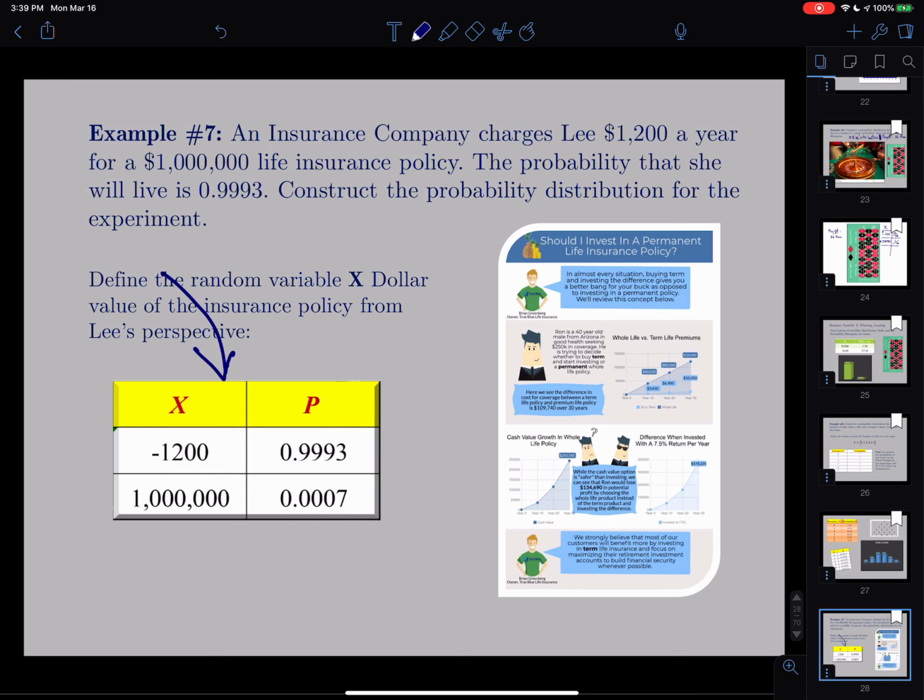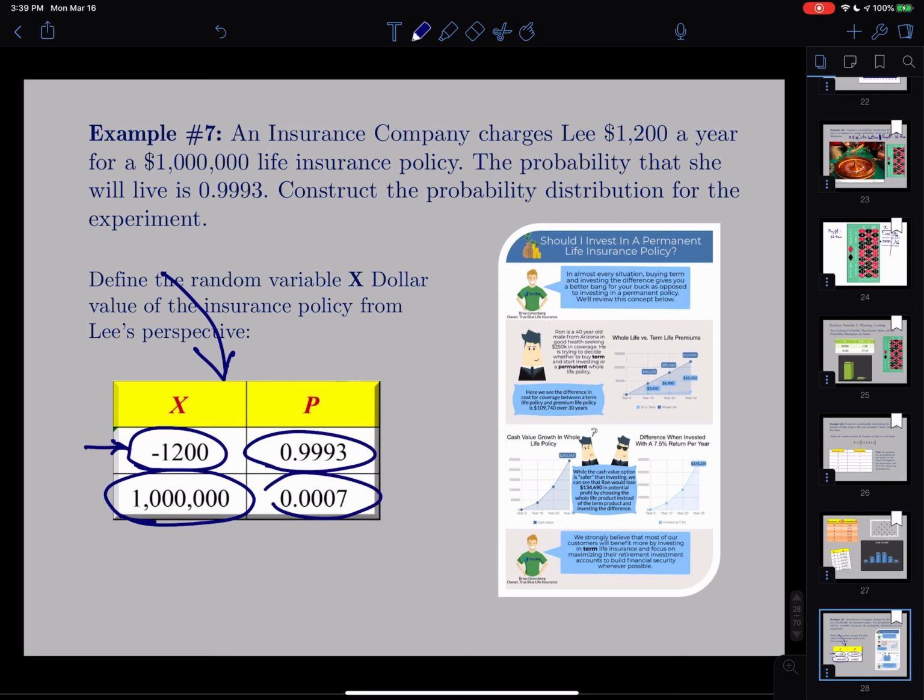If she lives, she loses the premium she paid. If she died, somebody gets $1 million. So, unfortunately, not good for her, but good for her loved ones. Which is in turn good for her from being a kind person, human point of view. Now, what's the probability that Lee will live? Which means she will lose the premium that she pays for. And when I say lose, I mean from a mathematical point of view. Well, that probability is 0.9993 right there.